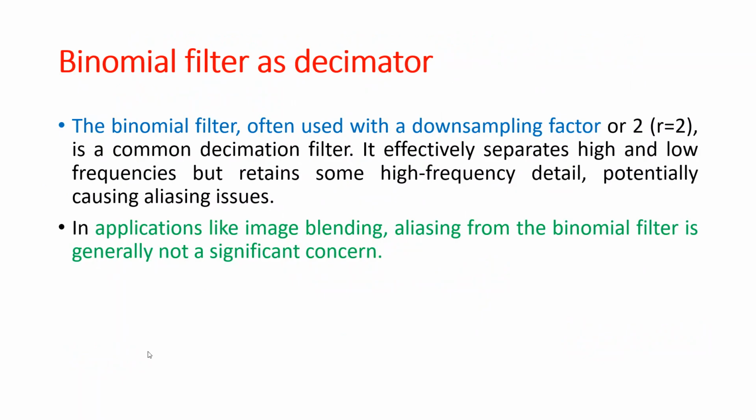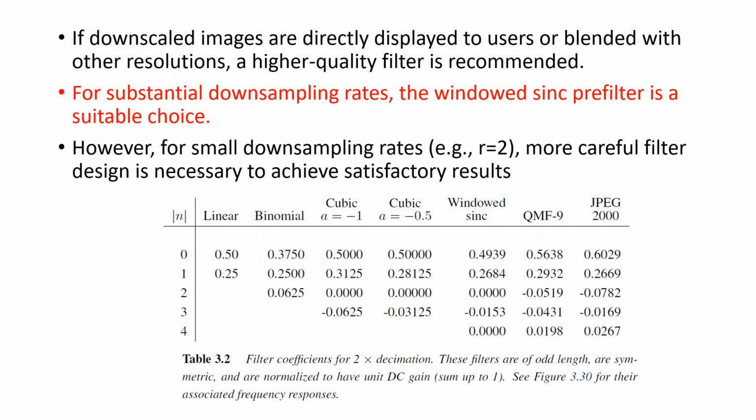We can use one more filter called the binomial filter as a decimator. Probably we'll use the decimation factor as 2. It can be used in applications like image blending and aliasing. In this slide, we have certain filters that can be useful for decimation. The linear filter downsample rate is 0.5, 0.25, and binomial is 0.375, 0.25, 0.0625. These are some of the values we know.